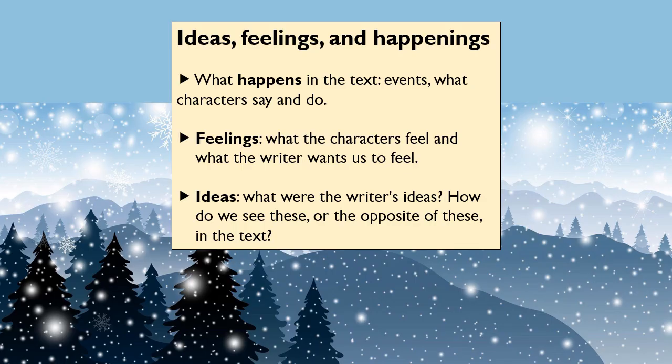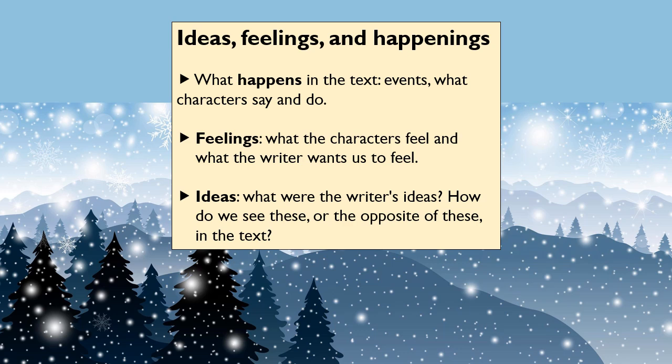So AO1 is about proving we know the book and proving that we know why things happened in the book, why they were included by the writer. An easy way to think about that is AO1 is ideas, feelings, and happenings. So it's what happens in the text, the events, what the characters say and do, and then again, importantly, why they do them, why those things happen.